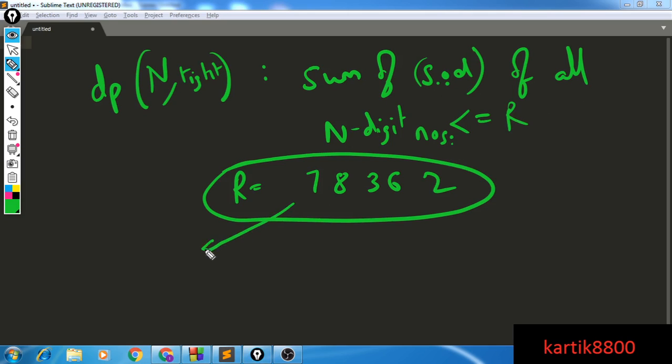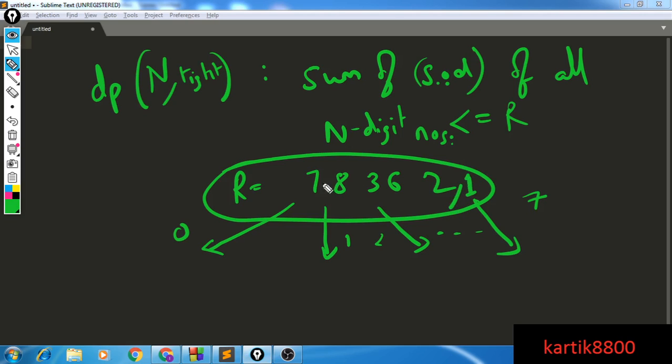Now at the leftmost position, I can either put in a 0 or I can put in a 1. Similarly, I can put in a 2 and anything up to 7. Nothing greater than 7 for sure, because if I put something greater than 7, then my number is already greater than r, which is obviously not something I want. Now, let's say tight is 1.